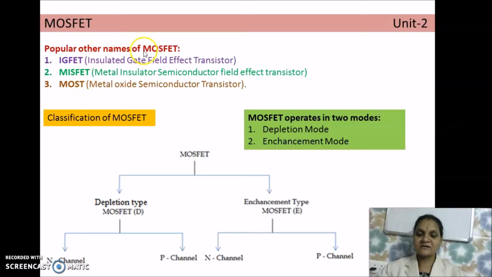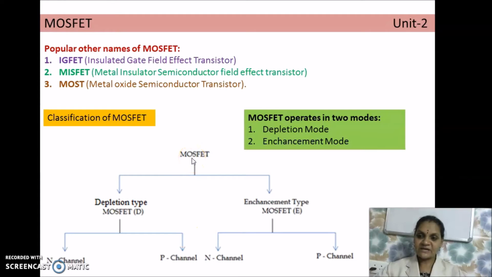And do you know why this MOSFET is named so? MOSFET is metal oxide semiconductor. So the metal oxide layer, which is a semiconductor layer, acts as an insulating layer in the field effect transistor, hence the name MOSFET. So the next one is the classification of MOSFET.